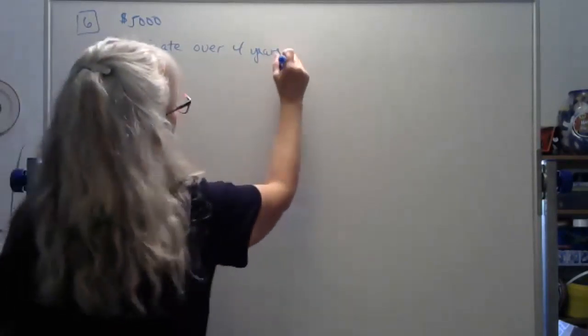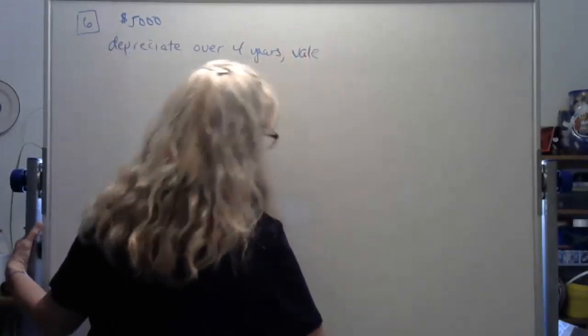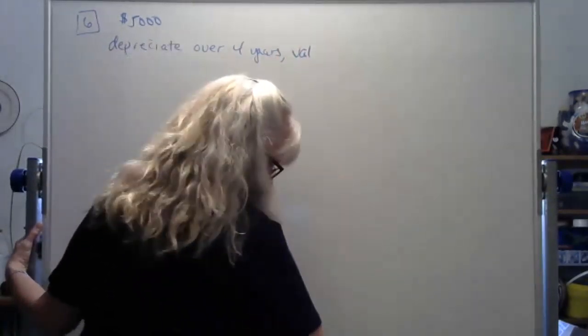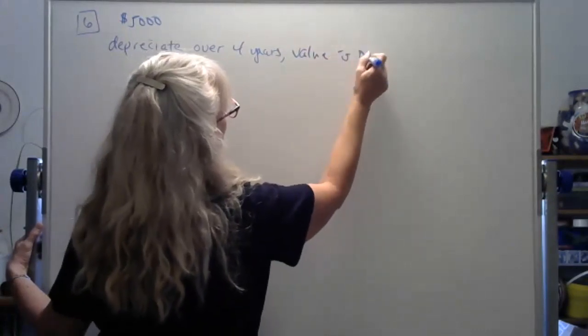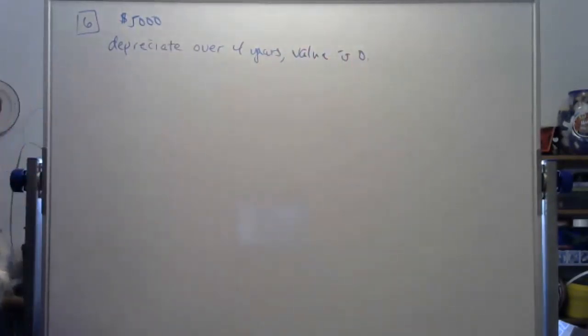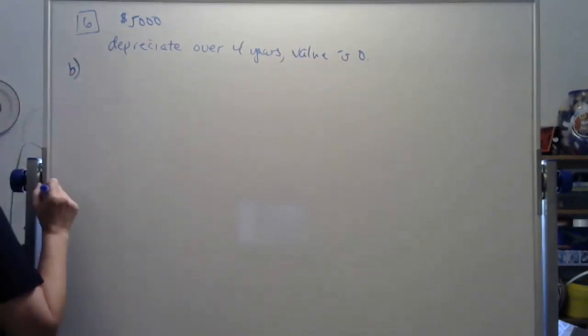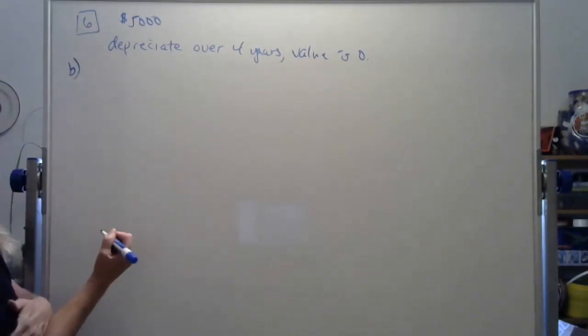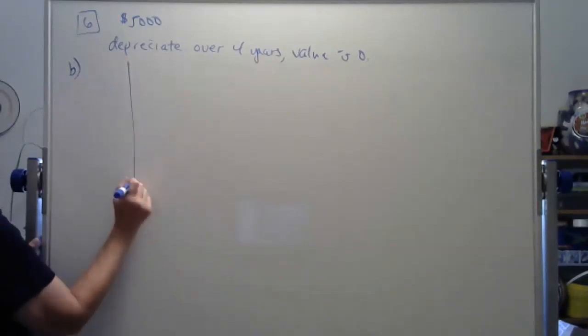So at the end of 4 years, its value is 0. And that's all they tell me. Well, that's enough, believe it or not. Part A asks us to write a linear function, but I'm going to actually go do part B first. Part B is asking me to graph the linear function. You're saying, well, how can I graph it if I don't even have it written yet? Well, we're going to use logic again to graph it.